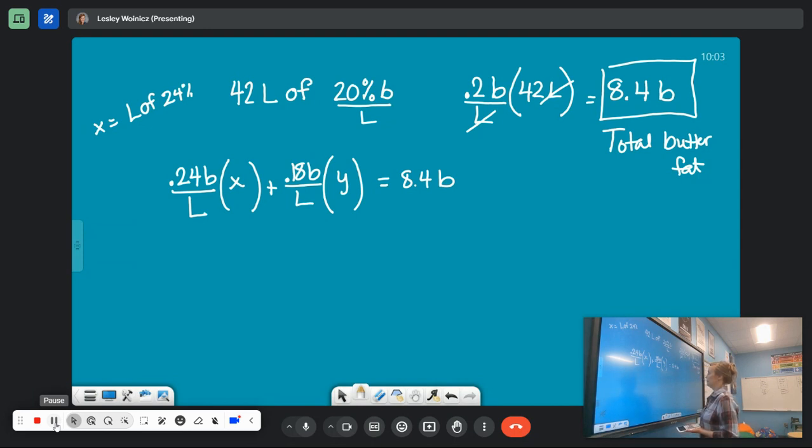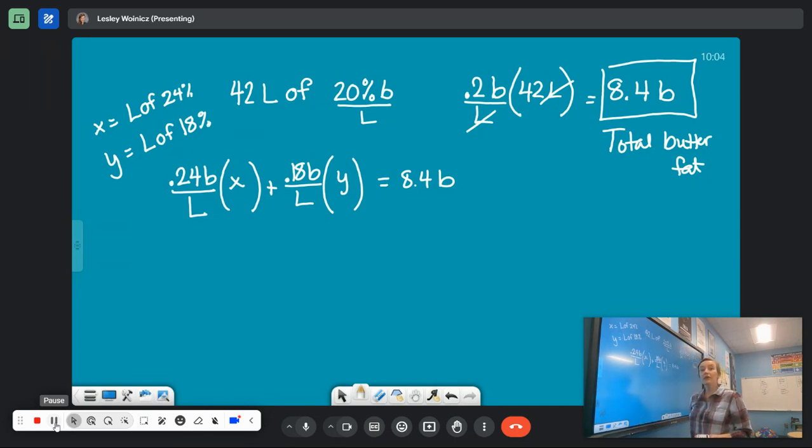Now, the problem is we can't solve this equation because we only have one equation, but we have two variables. So there's not one solution. The solution to this equation is a line of solutions. There's infinite solutions. So what we want is to get this equation with only one variable. What we really need here is a system. Here's Y. Y is liters of 18%.